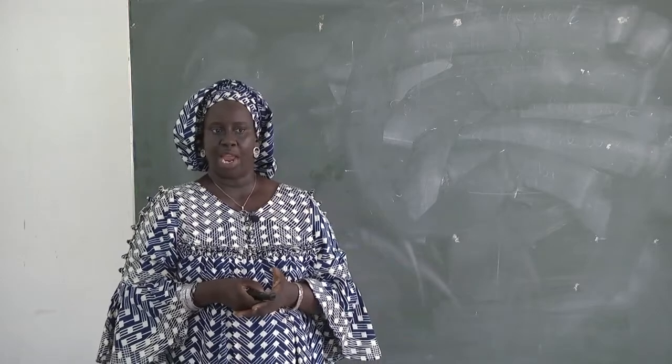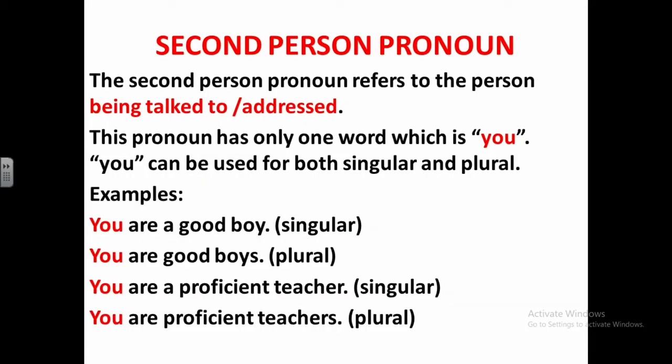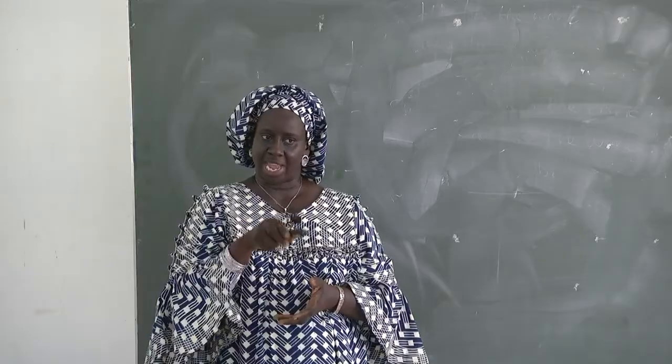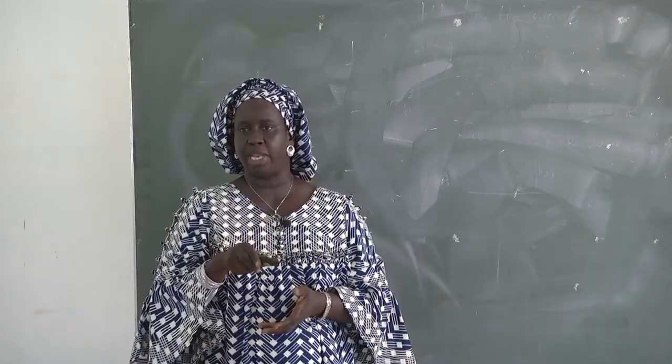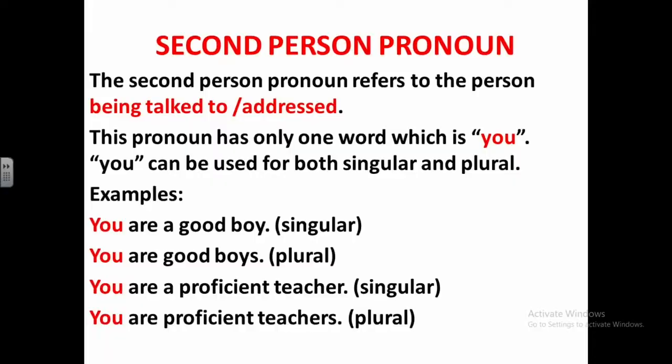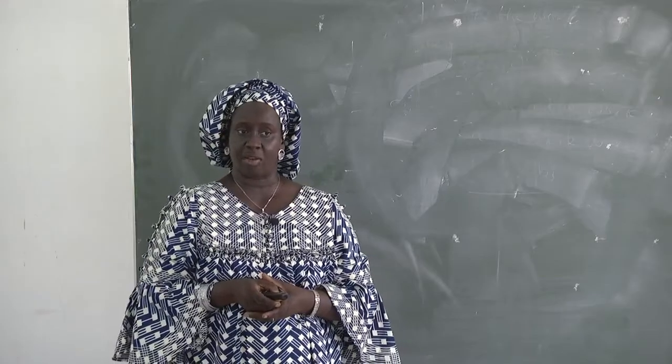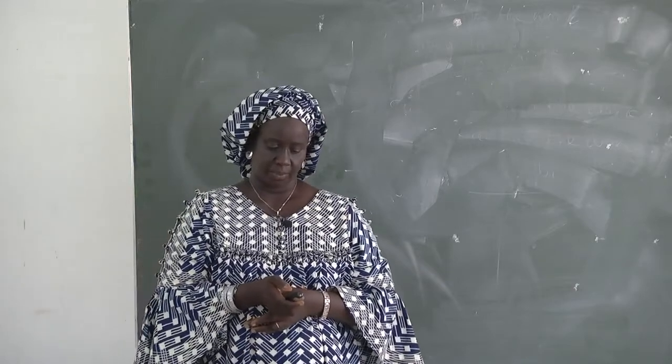Examples: you are a good boy. That is singular. The second one, you are good boys. That is plural, because the inflection S has been added to the noun boy, making it plural. The third example, you are a proficient teacher. That is singular. And the fourth one reads, you are proficient teachers. Again, it is plural, because the noun teacher has been pluralized.